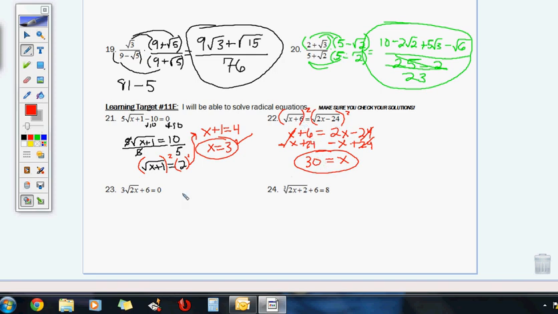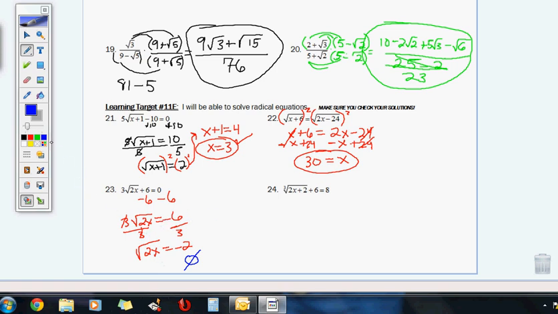Down here, the first thing we would want to do is subtract 6 from both sides. So we're going to have 3 times the square root of 2x equals negative 6. Then I'm going to divide both sides by 3. So what I have here is the square root of 2x equals negative 2. And it is at this point, since I have a lot of experience with these, I realize the square root cannot equal a negative number. So it's not going to happen. We're going to get no solution to this problem.